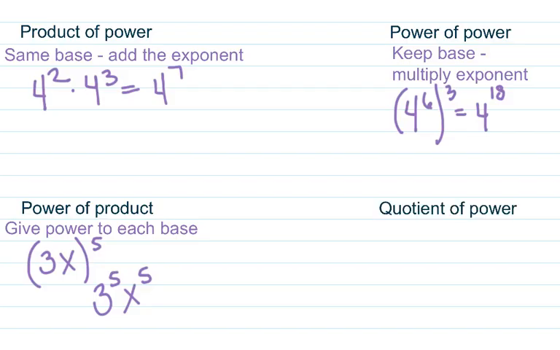And the next one is quotient of powers. This is when we are dividing and we have the same base. And what you're actually going to do with this one is you're going to subtract the exponents. So let me write that out and then give you guys an example.